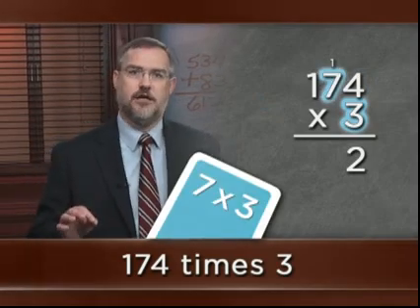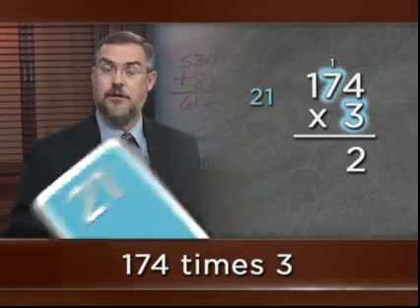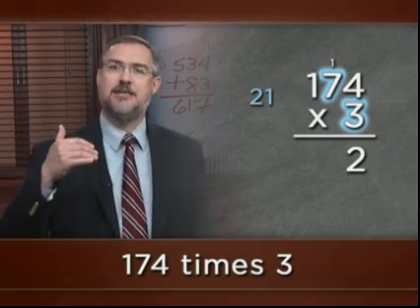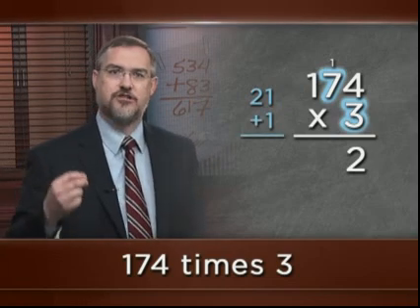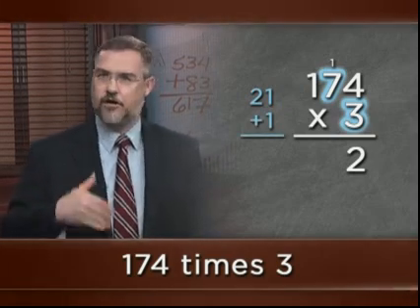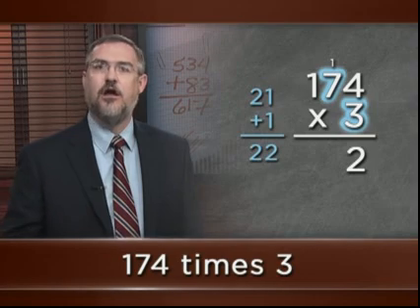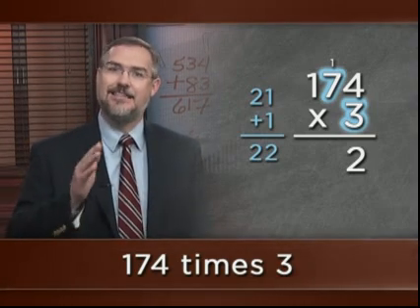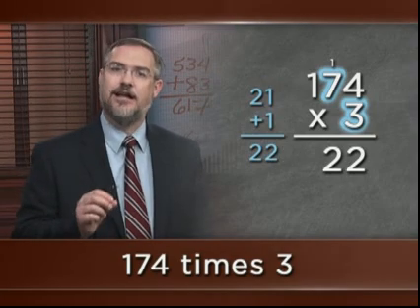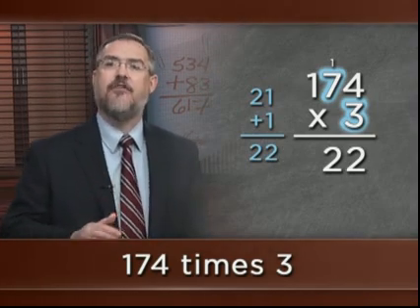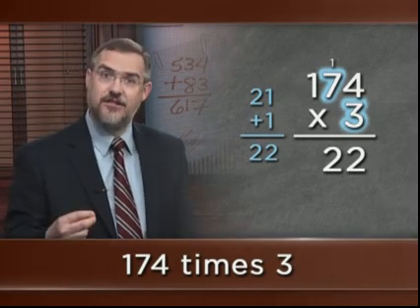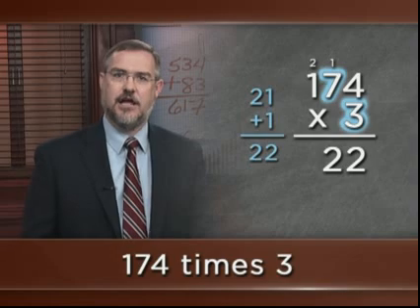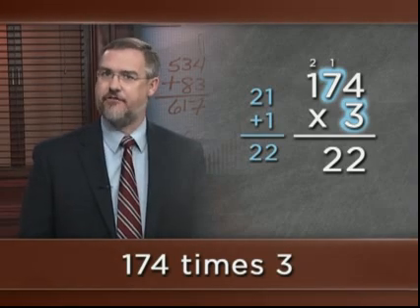7 times 3 equals 21. But don't forget that the 1 is there that we carried. It has to be added to the 21 that we just found, and 21 plus 1 gives us 22. We're going to place the 2 from the units digit of the 22 in the answer location, lining it up vertically with the 7, and then we're going to carry the 2 from the tens digit of 22 over above the 1, which is to the left of the 7 in 174.